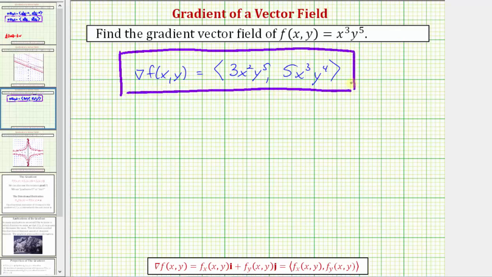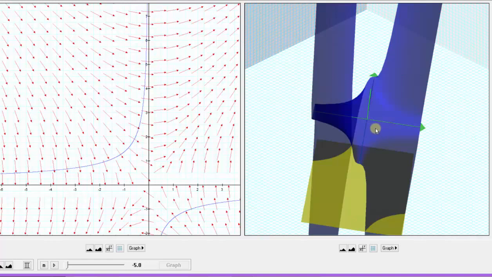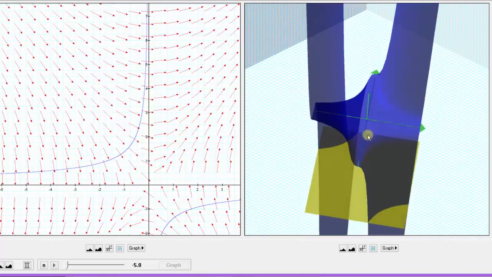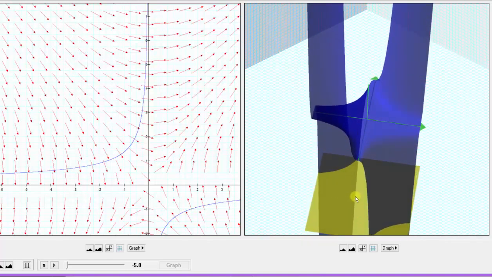And now let's look at this graphically. The surface given by f of x comma y is graphed here in blue, and the yellow plane graphed here is parallel to the xy plane. As we animate the yellow plane, we're going to see the corresponding level curves graphed in blue on the left, and the gradient vector field is also graphed in red. Notice how the level curves on the left change.